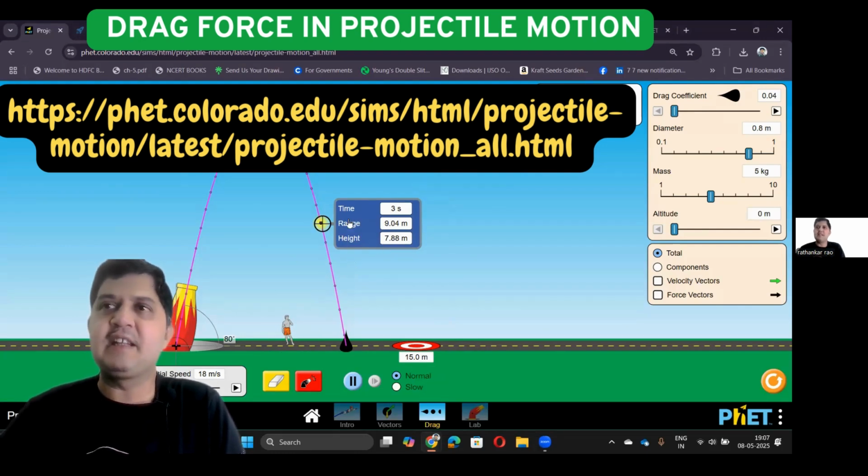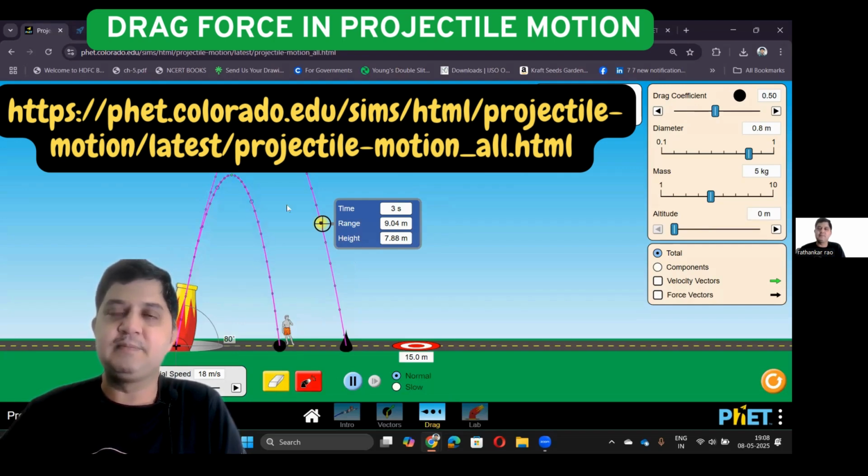Now I'll increase the drag coefficient and see what happens to the trajectory in a two-dimensional motion. I kept it exactly at 0.5. Let me rerun this. I get a projectile like this. So what has happened here? The maximum height has decreased, and it does not decrease symmetrically. Secondly, the range has also decreased. Let me find out the value here. The range here is 9.04, 7.88.